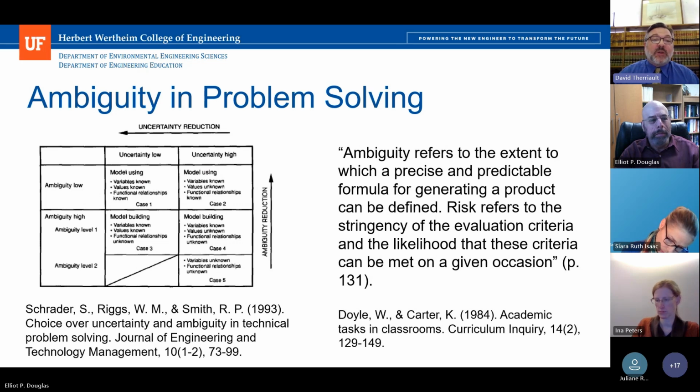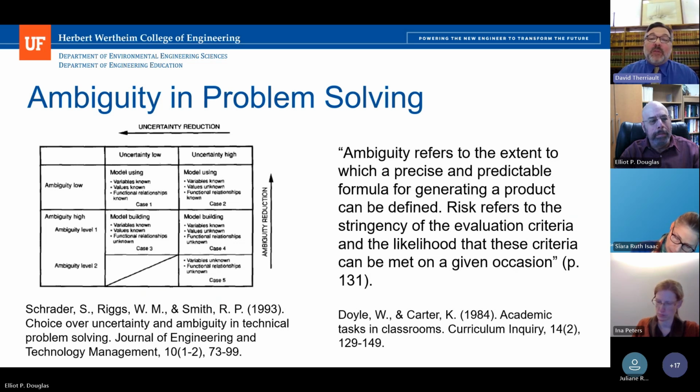On the left is Shader, Riggs, and Smith's work, and this is one of the only ones that makes a distinction between ambiguity and uncertainty, right? Where uncertainty is a lack of information, whereas ambiguity is a lack of understanding of the relationships between things. Okay, so you can have something that's high in uncertainty and low in ambiguity and vice versa.